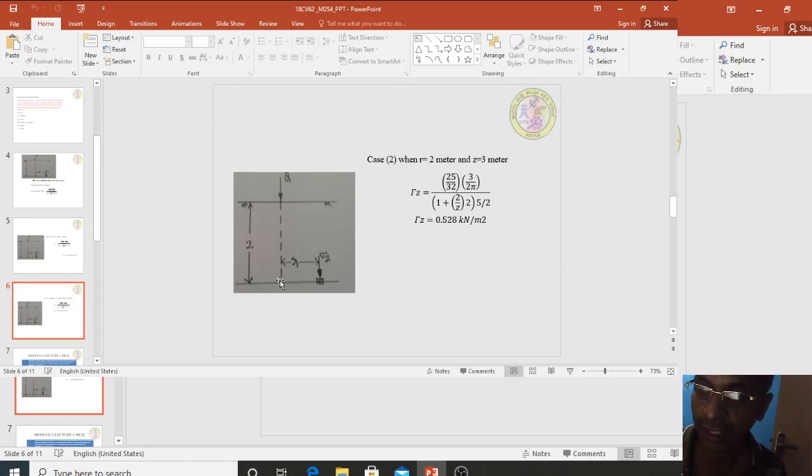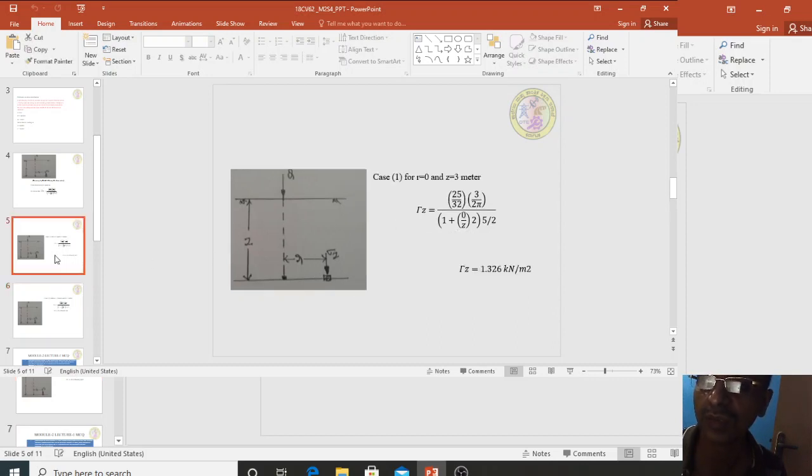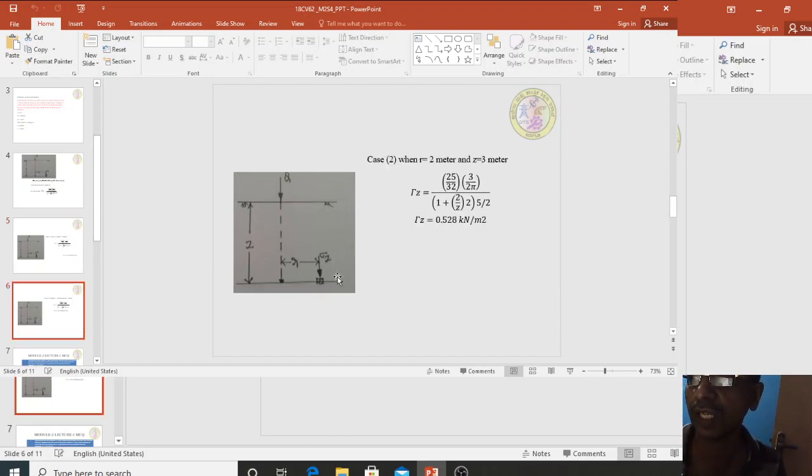That means when the point is away from the loaded area, your stress value has decreased. Suppose you see here, exactly below the loaded area it is 1.362. If it is 2 meter away from the loaded area, 0.528. So if you calculate 1.362 minus 0.528 divided by 1.362, that much reduction in the stress will be there.